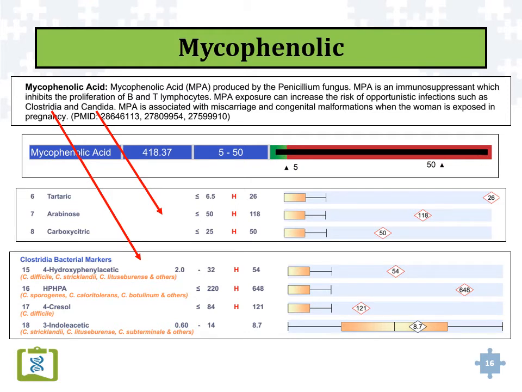These two examples below, where it says tartaric, arabinose, and carboxycitric, these are actually taken from an organic acid test. And we can see that there's a major yeast overgrowth. Arabinose is indicating invasive candida. And then the screenshot below that is Clostridia. And there's a wide variety of clostridial bacteria that produce different toxins that not only affect the gut, but also affect the brain and nervous system. So in the presence of mycophenolic mycotoxin, we can have an increased amount of candida and an increased amount of bacterial problems linked to Clostridia.